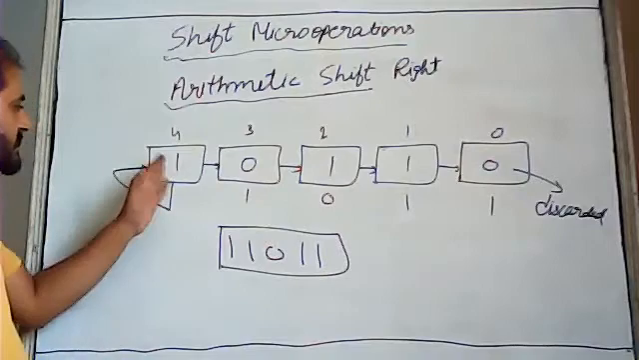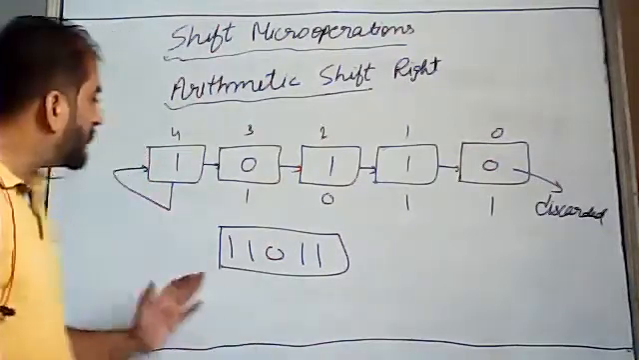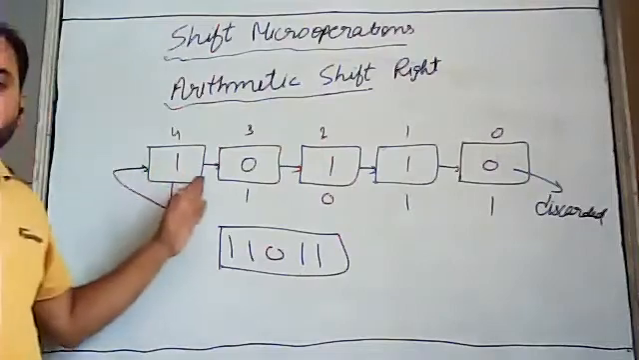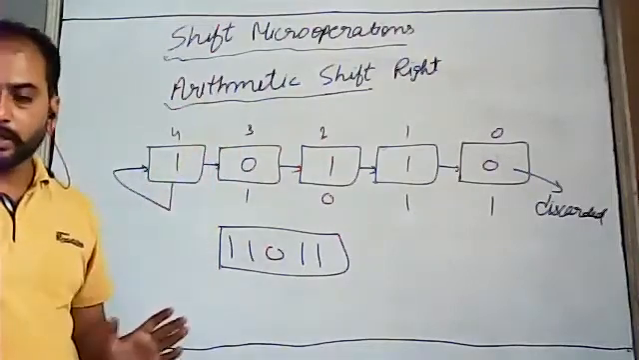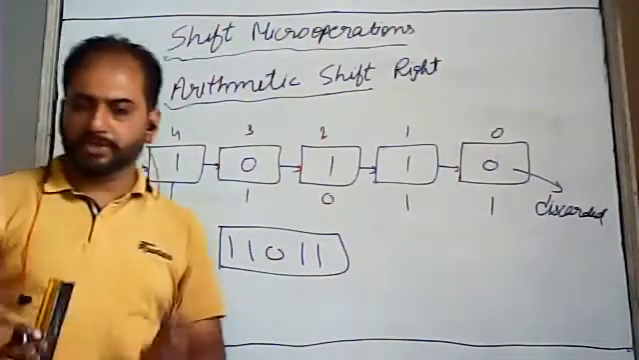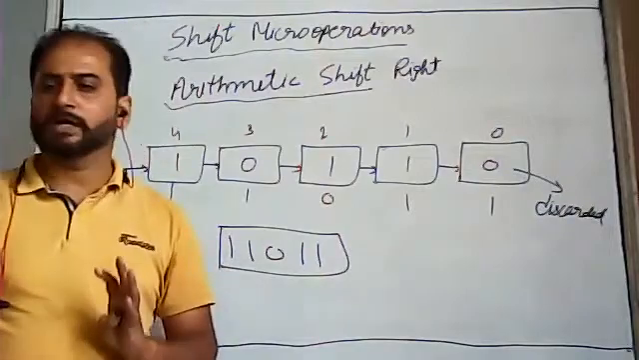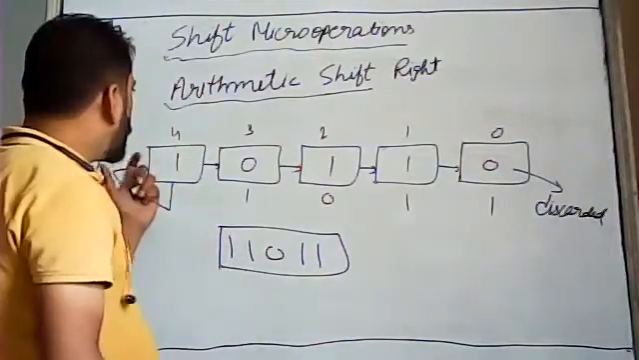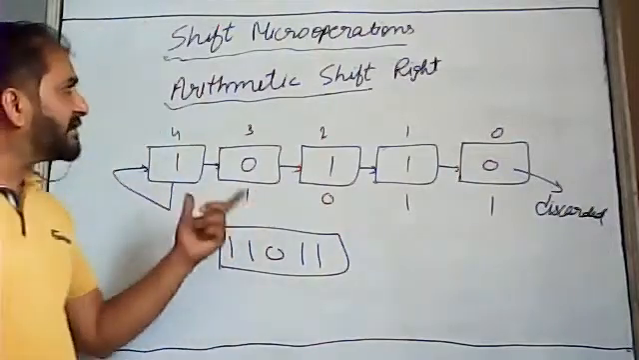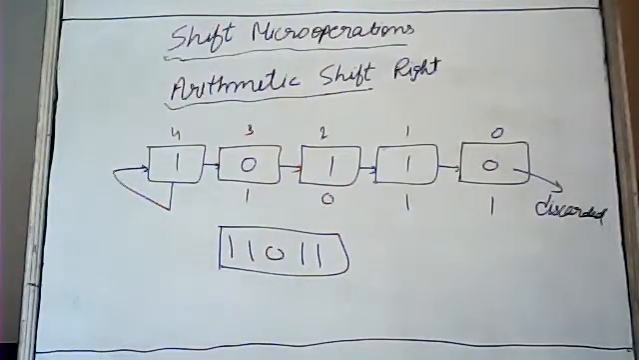So this will be unchanged. It remains in its position and also moves to the right. So this is the arithmetic shift right. Arithmetic shift operation is important from the exam point of view.